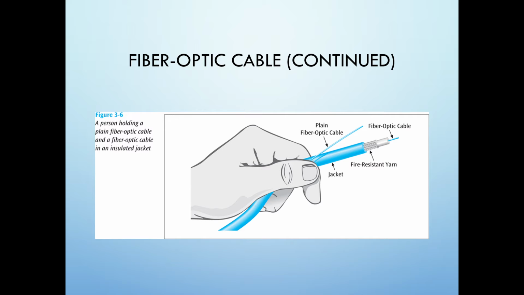This picture shows the main elements of a fiber optic cable. The fire-resistant yarn and a strong plastic jacket protect the glass core from bending, heat, and stress. Unlike twisted pair and coaxial cable that transmit data as an electrical voltage, fiber optic uses light pulses as a carrier signal.